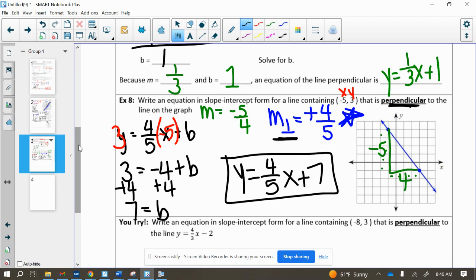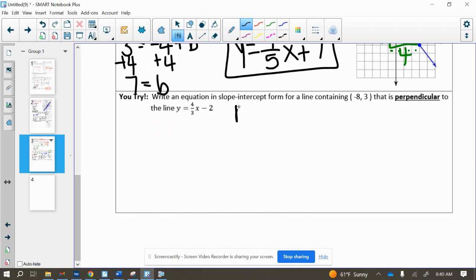All right, try this last one on your own. What is your perpendicular slope? And then you are writing the equation for y equals mx plus b.